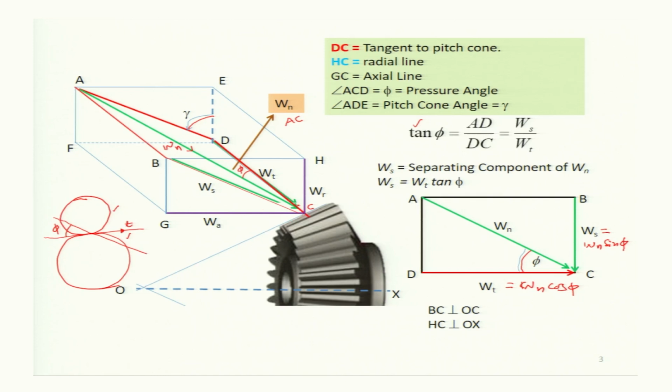OC is the pitch line, and so this BC will be perpendicular to the OC, and this HC will be perpendicular to OX, the axis of rotation. This angle is 90 degrees. Similarly, the angle BCO is 90 degrees. So, the force Ws is acting perpendicular to the gear tooth, and thus the reactionary force will try to separate the meshing gear.